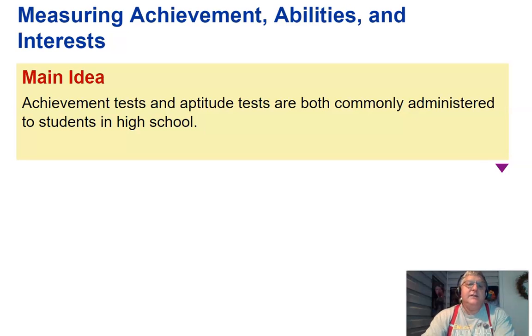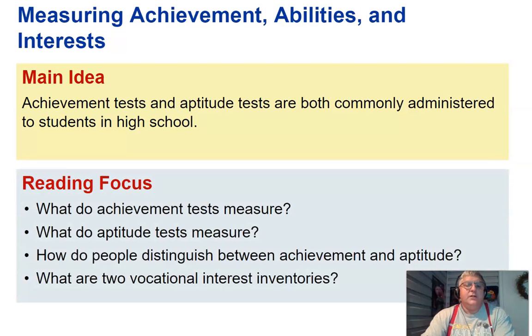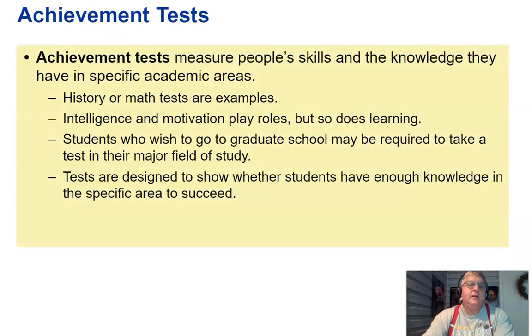So the main idea of this particular section is that achievement tests and aptitude tests are both commonly administered to students in high school. So what should you be able to answer? What do achievement tests measure? What do aptitude tests measure? And how do people distinguish between achievement and aptitude? What are 2 vocational interest inventories?